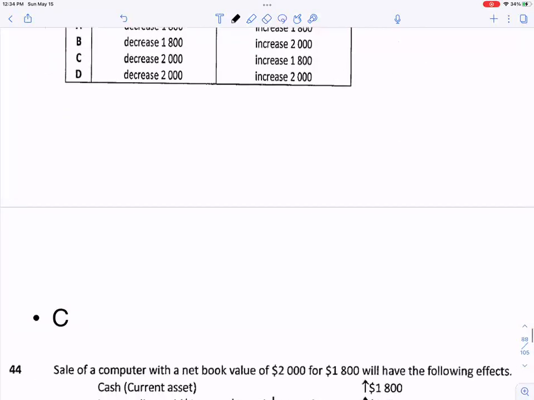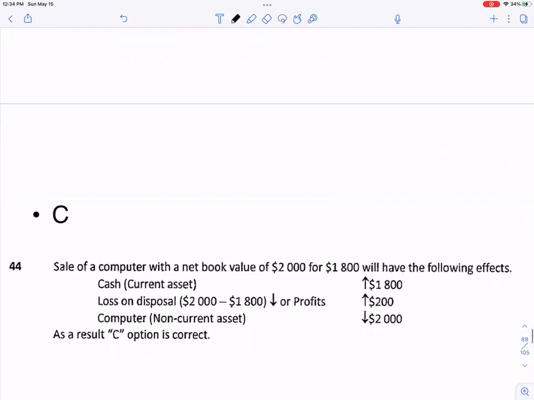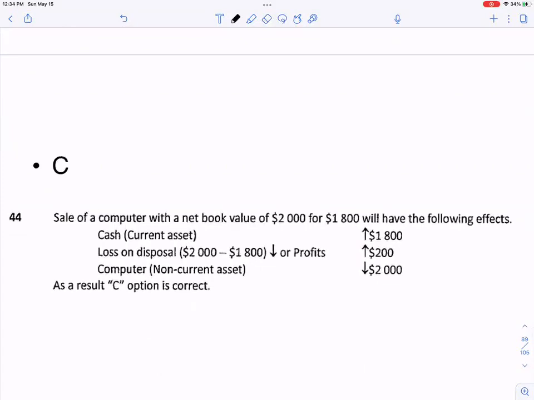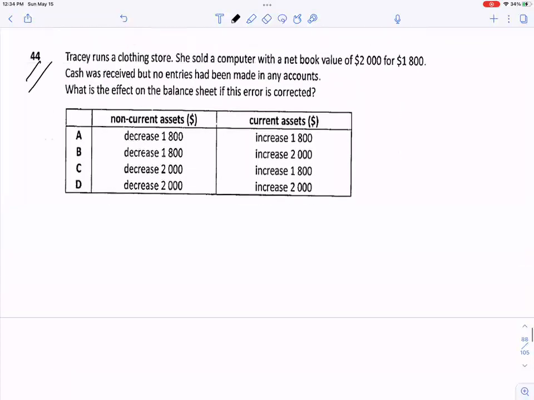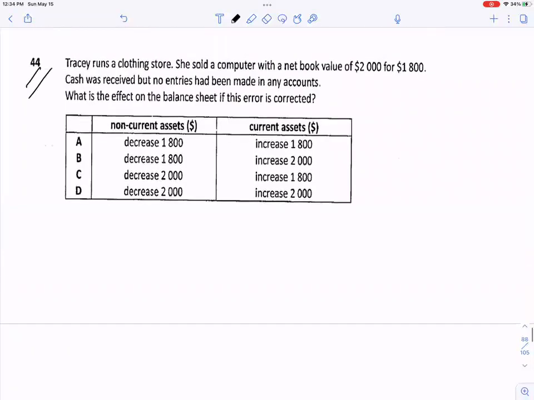By C. The current asset will be overstated by 1,800. Disposal profit will also be overstated by 200, and the non-current asset, the computer, will be understated by 2,000. She sold a computer with net book value 2000 for 1800.